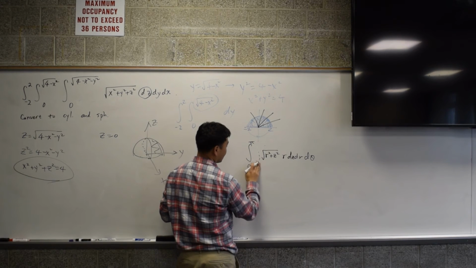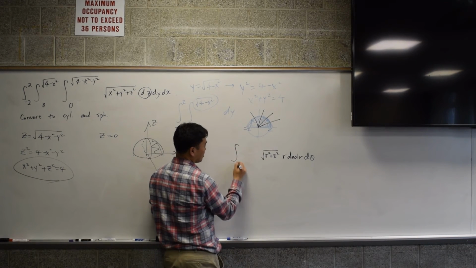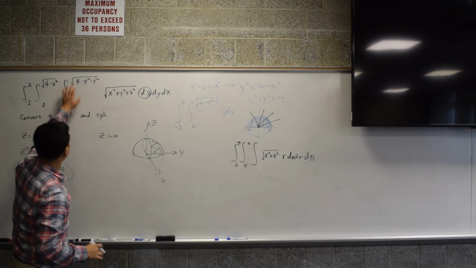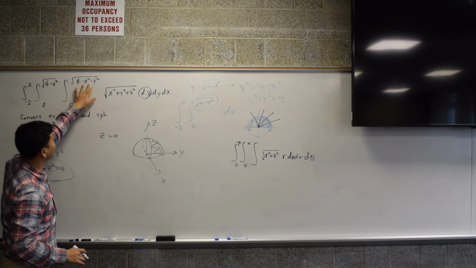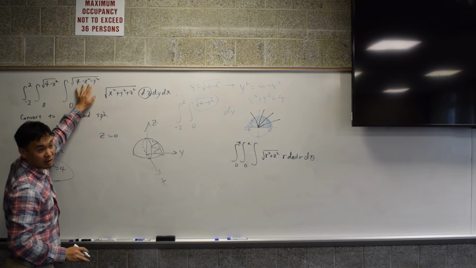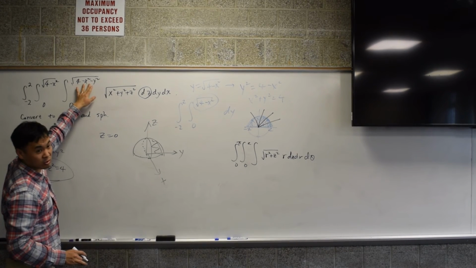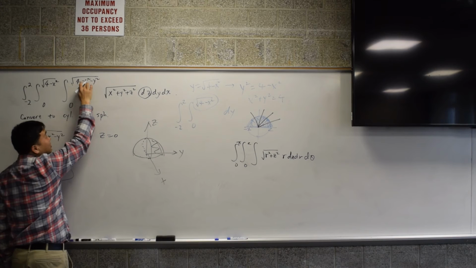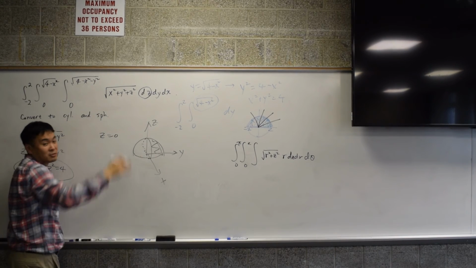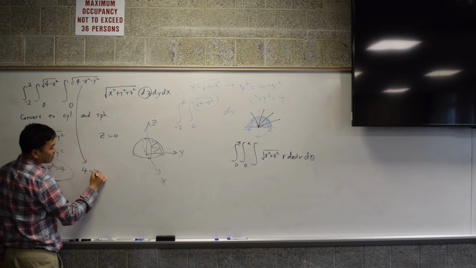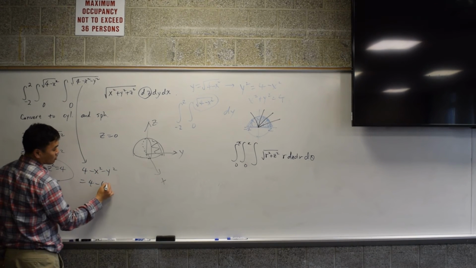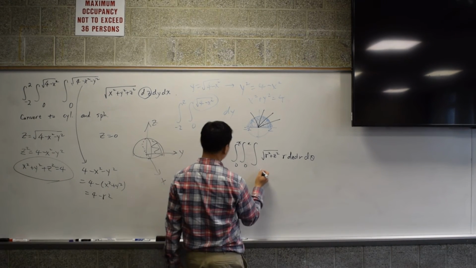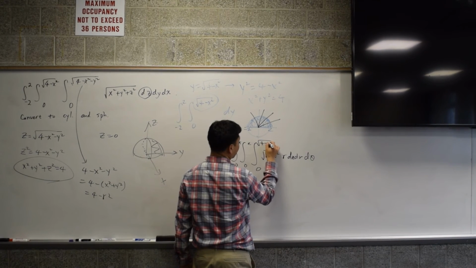Now, what do we do about dz? dz is from 0 to this, and this is no good because it's using x and y. We have to use r, theta, and z. One thing you can do is replace x by r cosine theta and y by r sine theta and simplify. But here's a quicker way. 4 minus x squared minus y squared is 4 minus the quantity x squared plus y squared, which is r squared. So you have z from 0 to the square root of 4 minus r squared.